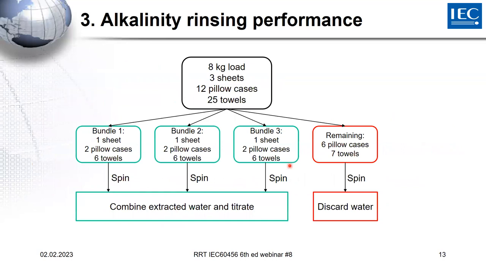If you have an 8 kilogram load, this usually consists of three sheets, 12 pillowcases, and 25 towels. The number of towels can be different because, as you know, you have to adjust the weight of the load. Out of this, of course, you can make three bundles that consist of one sheet, two pillowcases, and six towels. Those bundles you spin, you combine the extracted water and titrate.